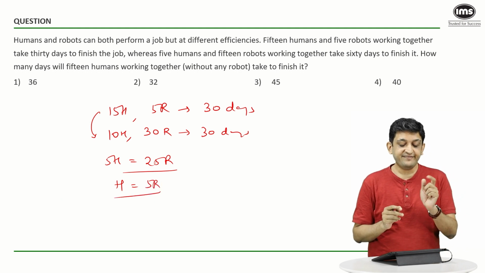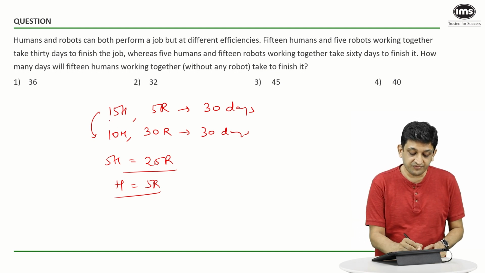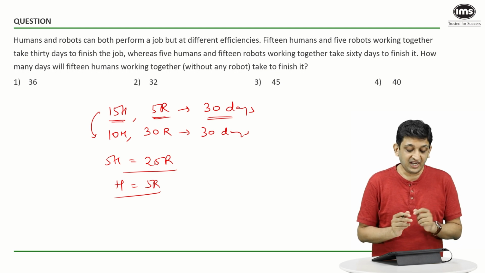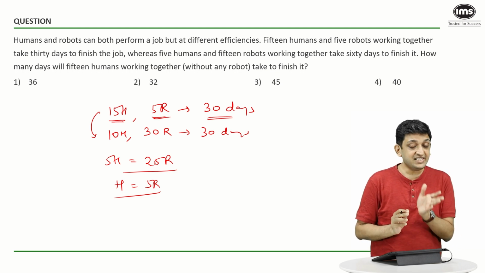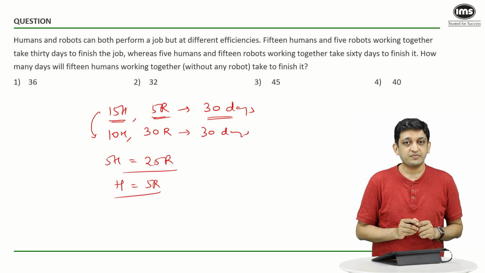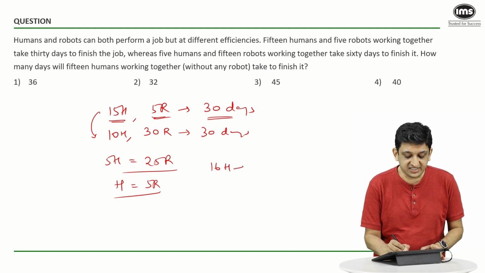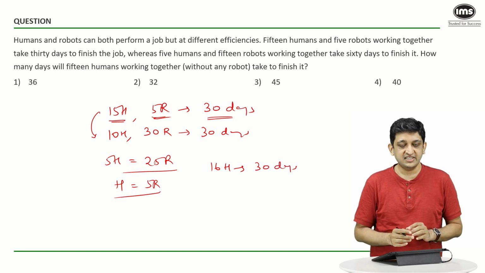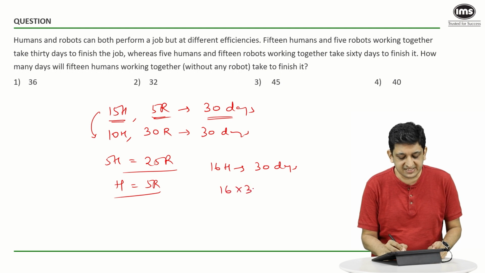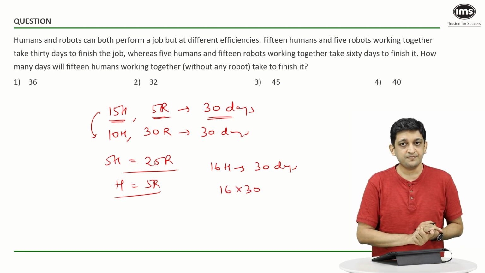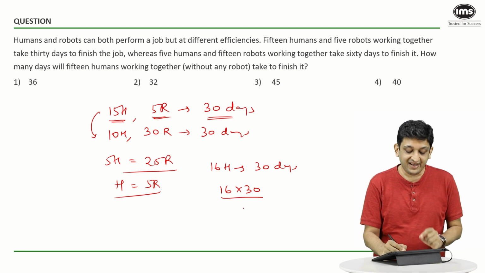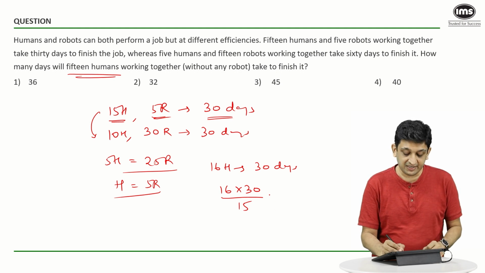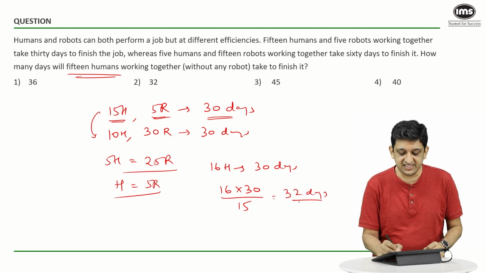Now look at what is happening in the first case. We had 15 humans and 5 robots who would have been able to do this in 30 days. Now let's say we are replacing these 5 robots by 1 human being. So we can also say that 16 humans do this work in 30 days. The total amount of work will be 16 into 30 human days, so to say. But here we have 15 humans doing the work, so 16 into 30 divided by 15 will give you 32 days as the answer.